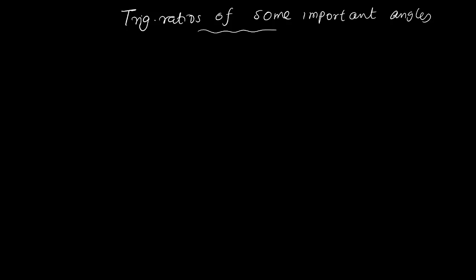So, trigonometric ratios of some important angles. The important angles are 0 degree, 30 degree, 45 degree, 60 degree and 90 degree. These are the important angles. The proof will not be asked in exam, so let me skip the proof.